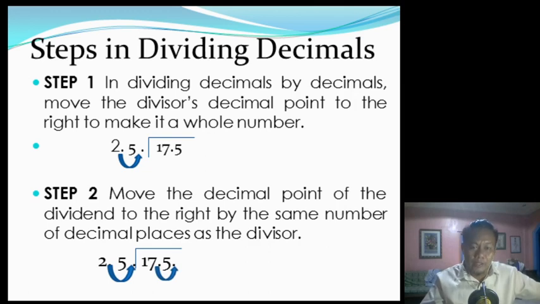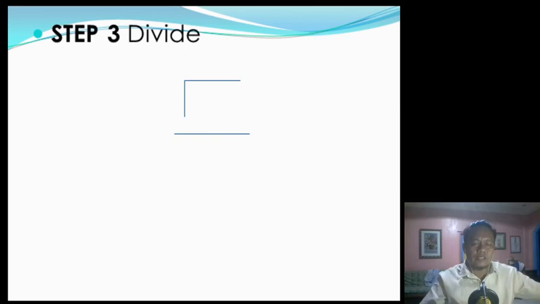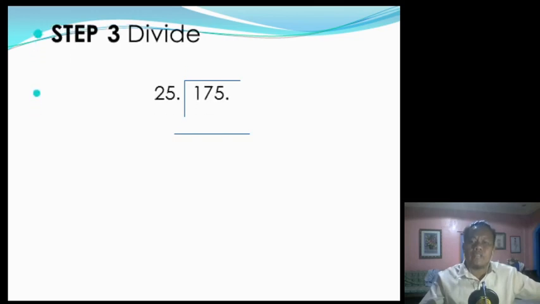Step number 3. Divide. So, find the quotient. Remember, in our step number 1, we already moved the decimal to the right. So it becomes 25. And our dividend, the decimal is already moved. So therefore, it becomes 175. So it reads as 175 divided by 25 equals 7. 7 times 25 equals 175. 175 subtracted by 175 equals 0.